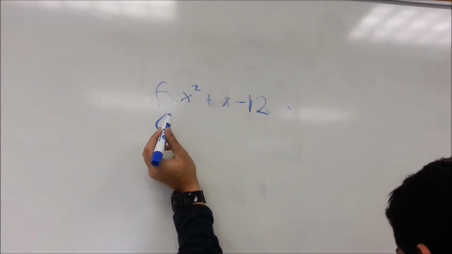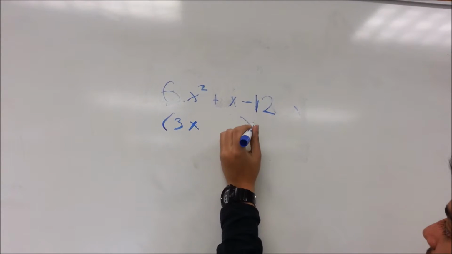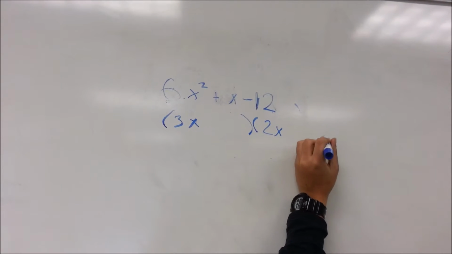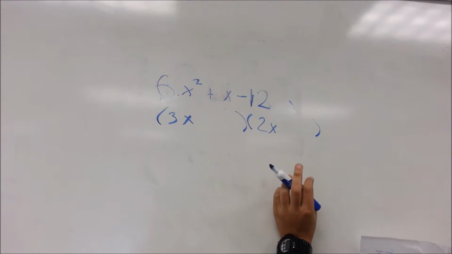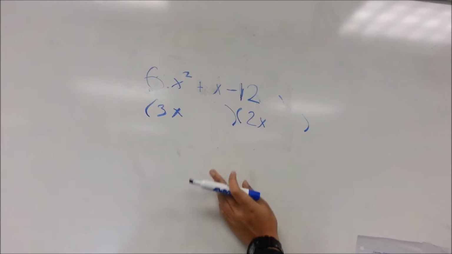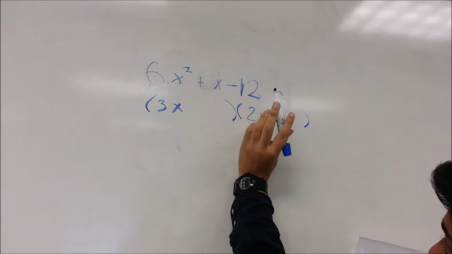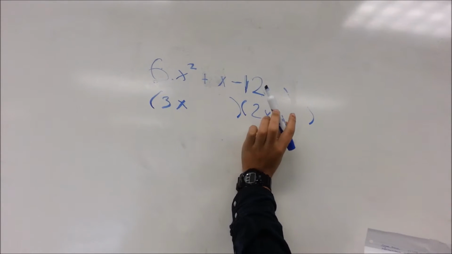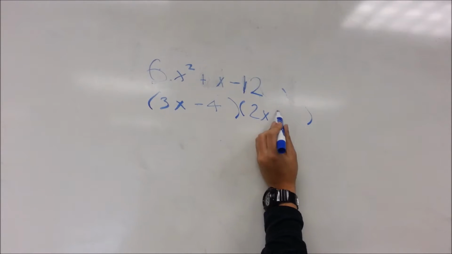So let's try 3x and then 2x. Okay, we've got 2 factors for 6 so far. And now we're going to find the factors of the c value, which is 12. Since this is a negative, that means one of the factors has to be a negative. So we can try -4 and +3.